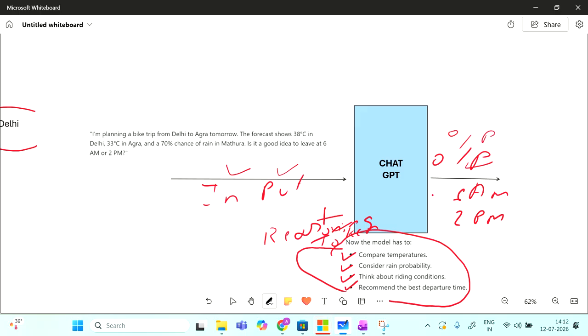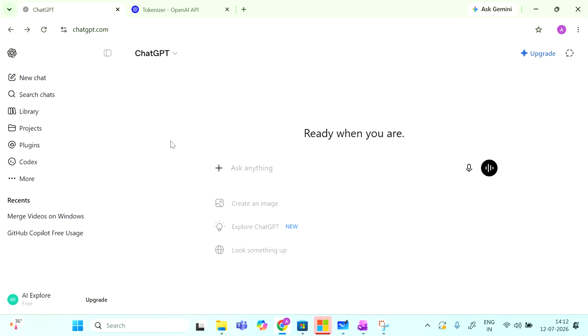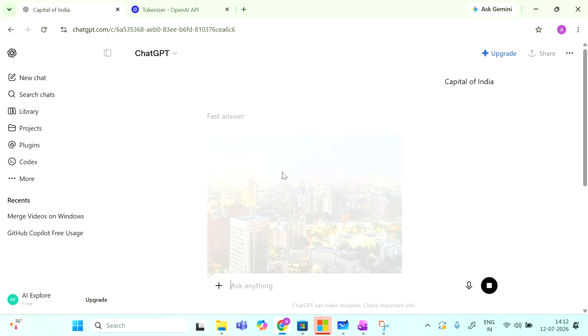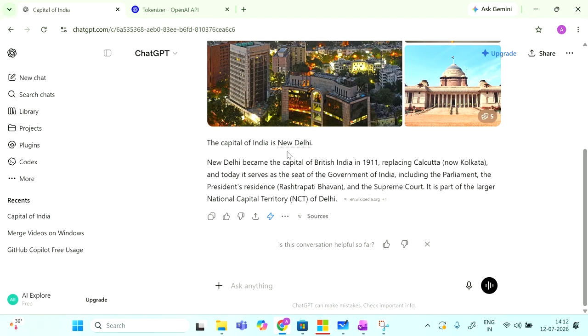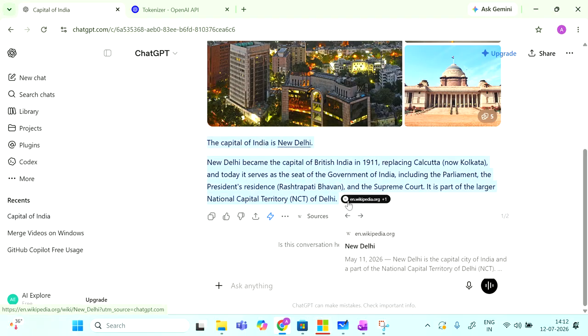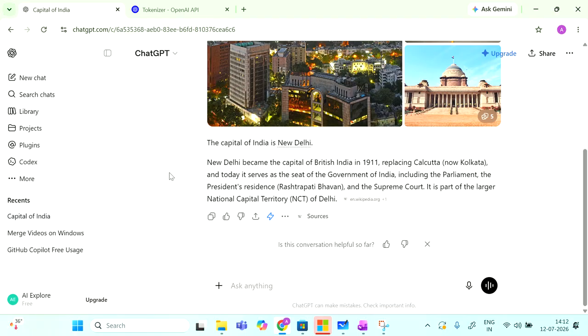So let's see a few things with respect to how ChatGPT works. When I'm asking any question, like capital of India, it is my input token. Let me enter it. It is generated and you can see the capital of India is New Delhi, and this is nothing but your output token, right? Okay, so I think this is clear. What is input token? What is output token? What is cache token? So let me ask, plan my trip.